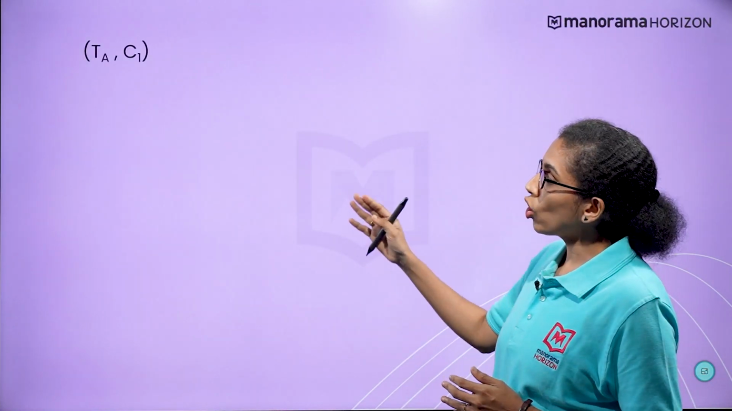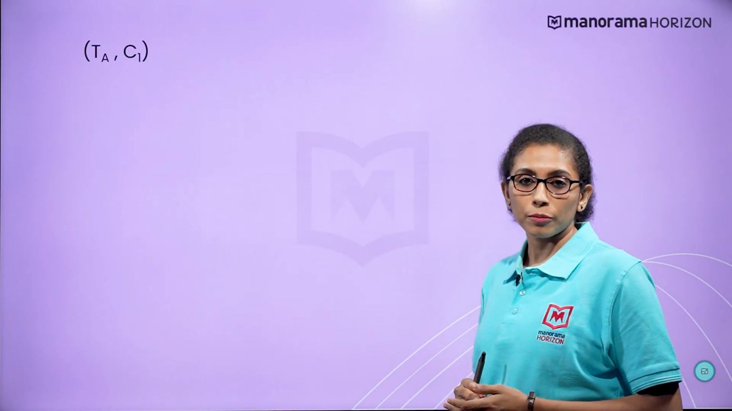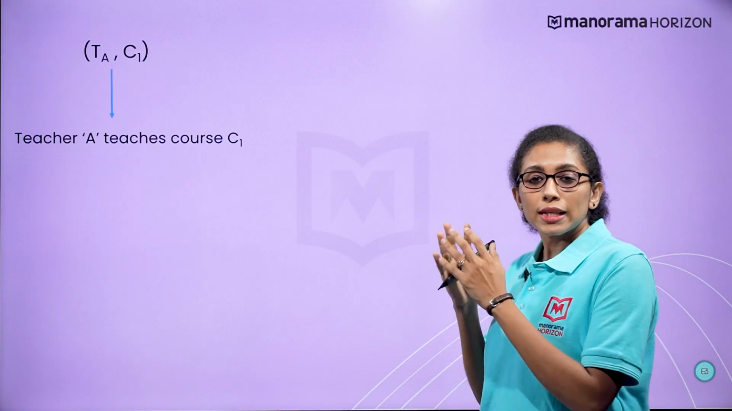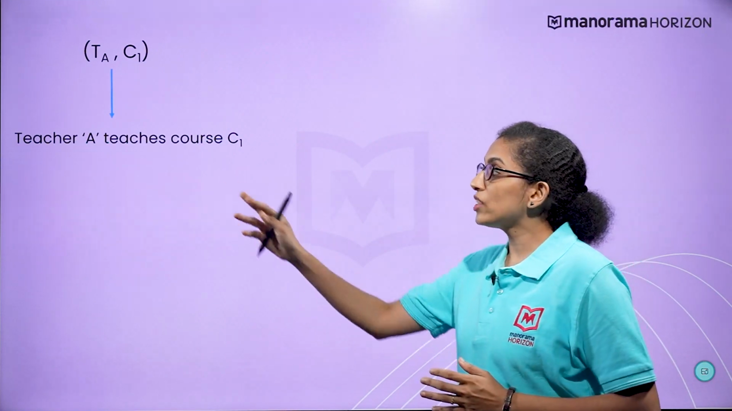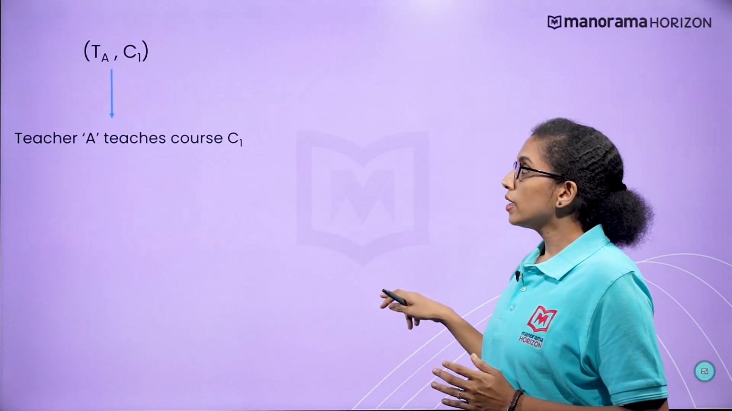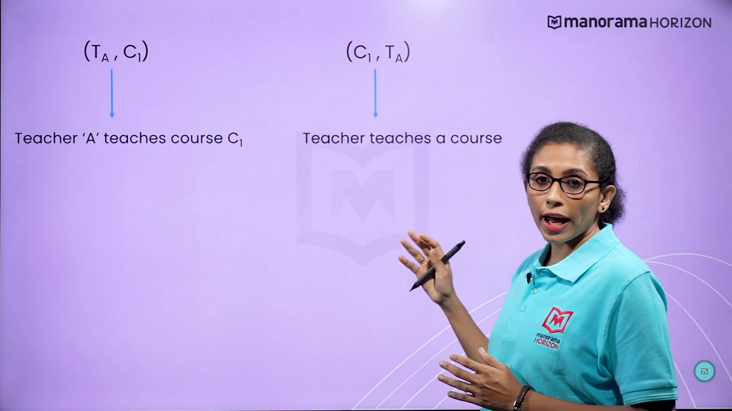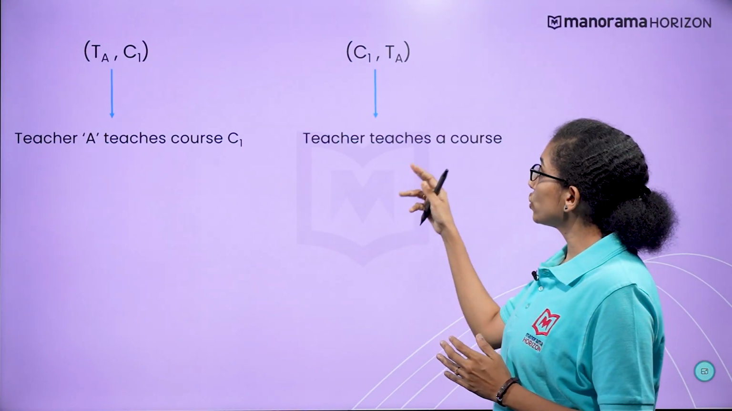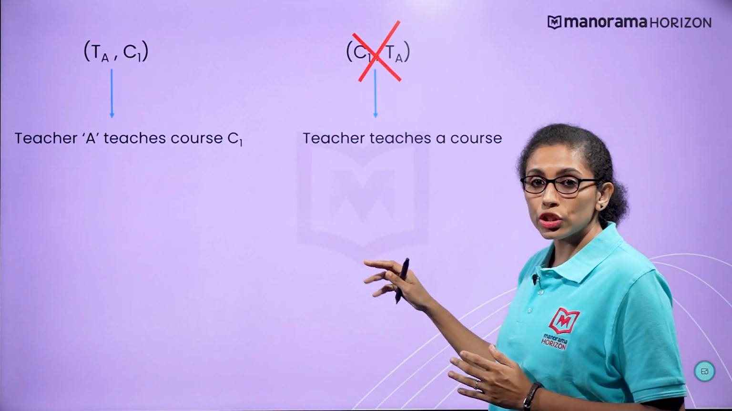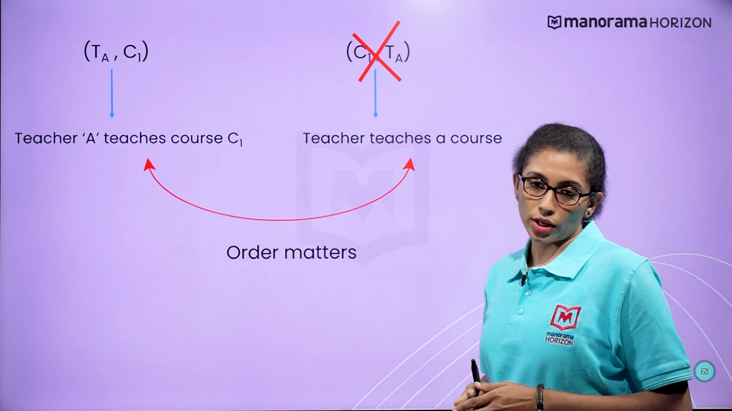Note, (TA, C1) is different from (C1, TA). Why? (TA, C1) means it's an ordered pair in which teacher A teaches the course C1, while (C1, TA) is the incorrect way of telling a teacher teaches a course. So the order in which the elements are paired is very crucial.